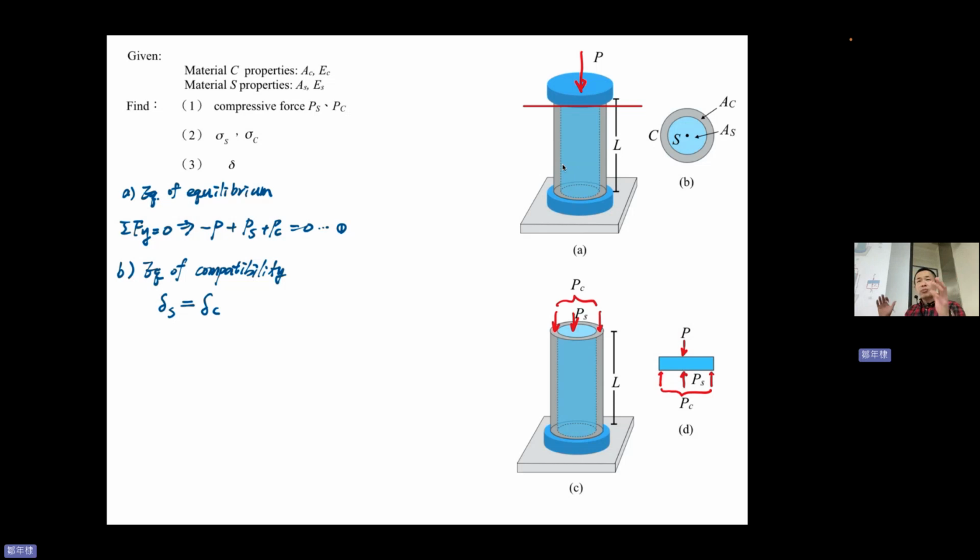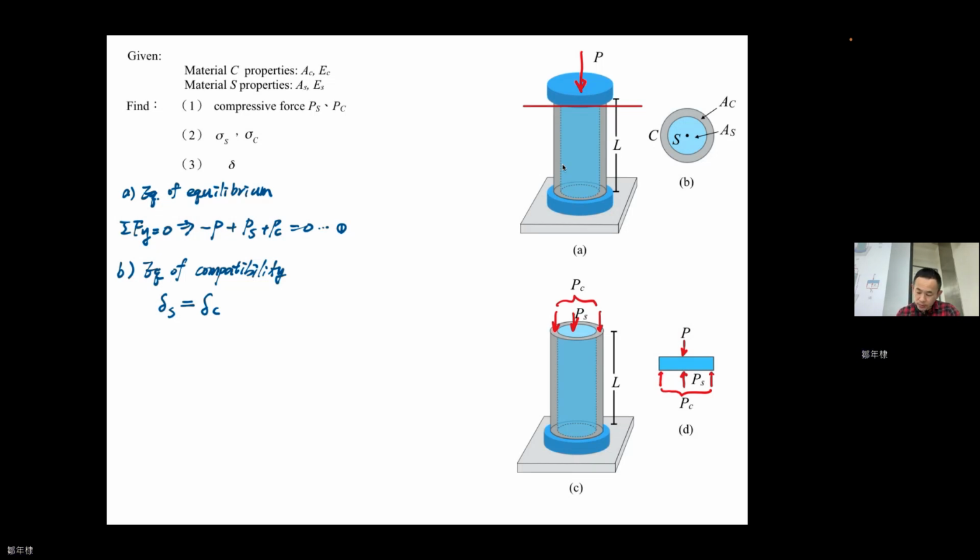So you can imagine this is a really complicated problem. If S is stronger than C, which means that S will provide more resistant force. So they were balanced. There exists a complicated balance between these two materials. So this is too complicated. We cannot guess. We need to use a systematic way to solve it. Okay. Right. So delta S equal to delta C.